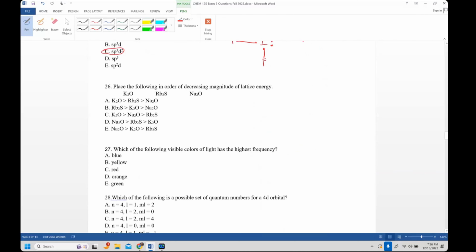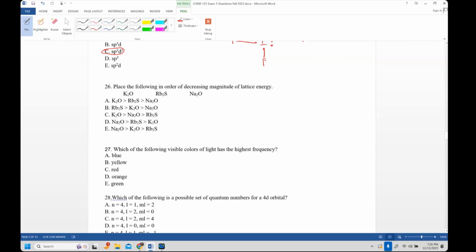Next, place the following in order of decreasing magnitude of lattice energy. So if you have the highest lattice energy, it's going to be the strongest bond, meaning it's going to have stronger charges. So here, these are all +1 and -2, so we have to kind of break it down a little bit.